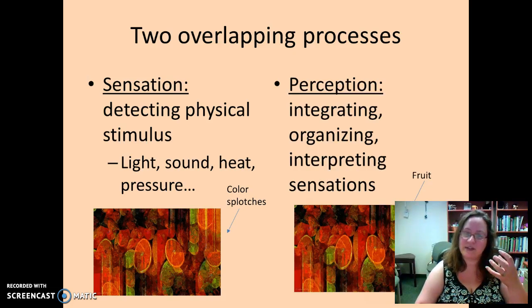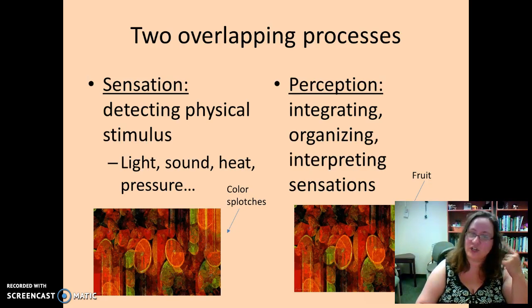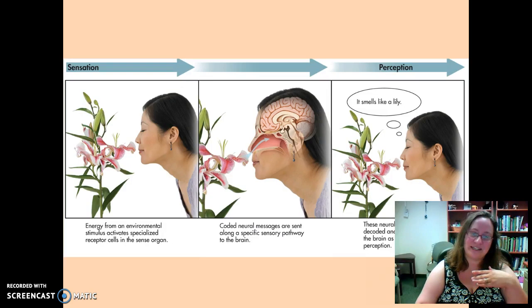The other part of this is perception. That's where you take those sensations and you interpret them, organize them. So you might say, oh look, here's color splotches at the bottom of this picture, and you're getting that light information in. But then you would also take that and interpret it and determine, hey, that's fruit. I can see some outlines of some tangerines in there. What I'm looking at is fruit. So you have both sensation and perception.